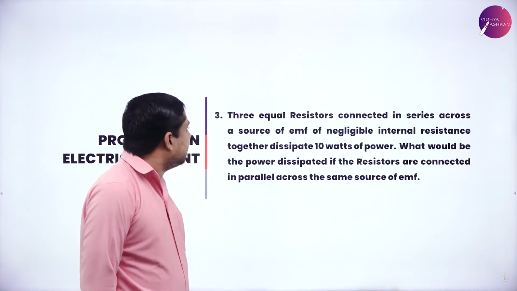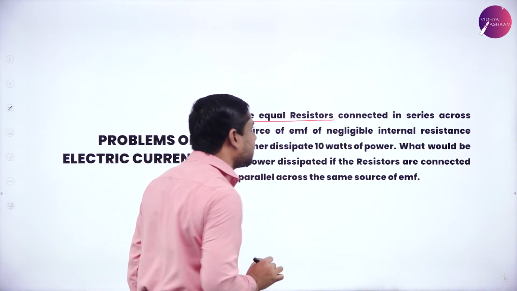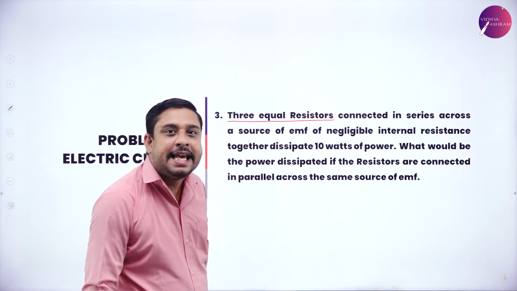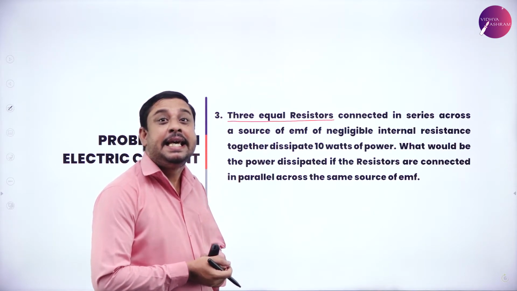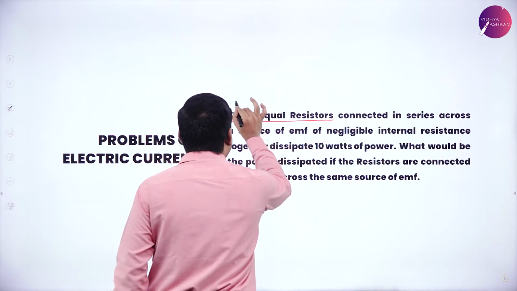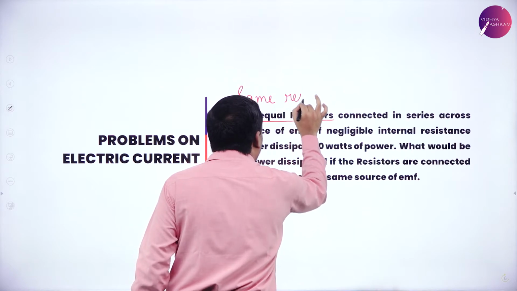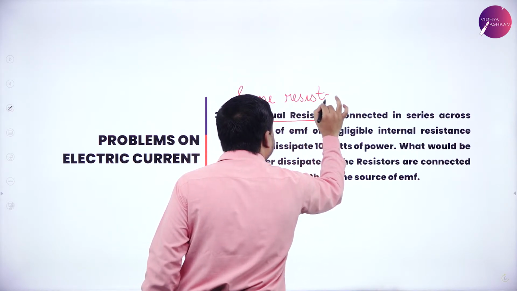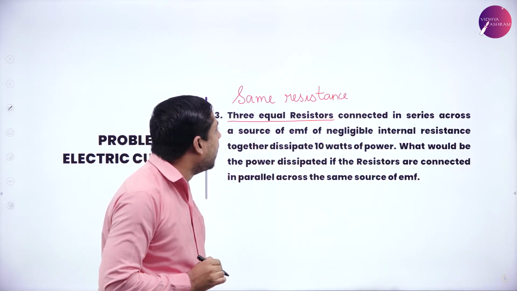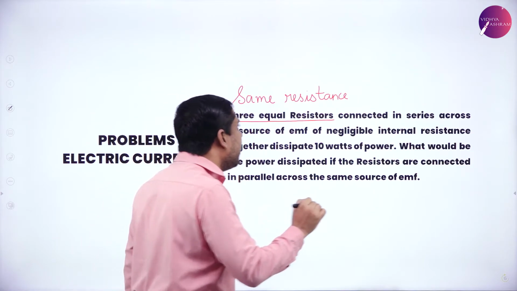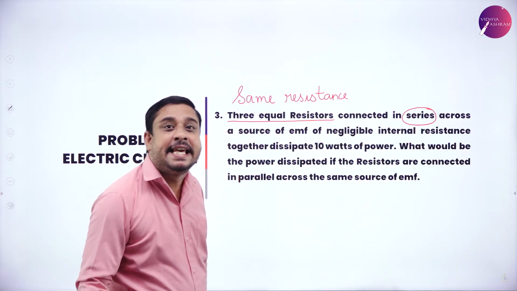Next one. 3 equal resistors. Here equal means same value of resistance. 3 equal resistors initially are connected in series.